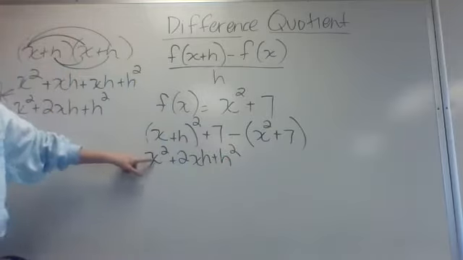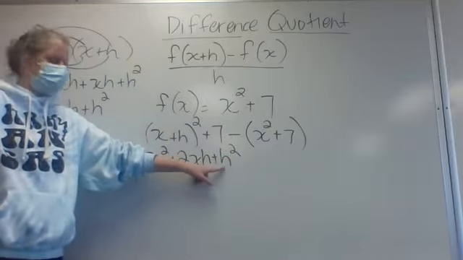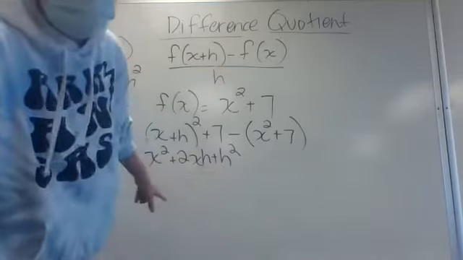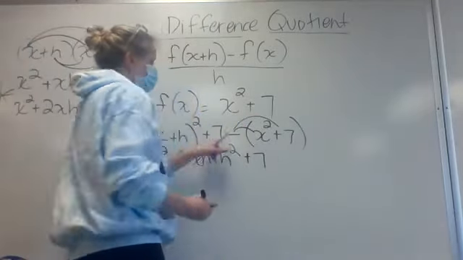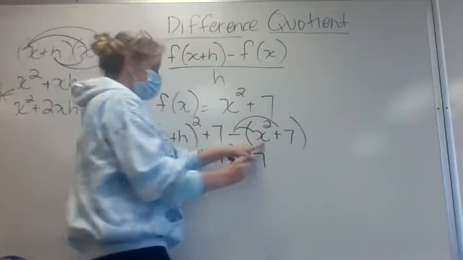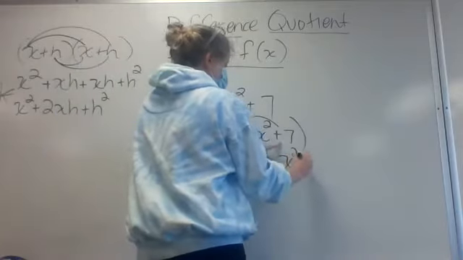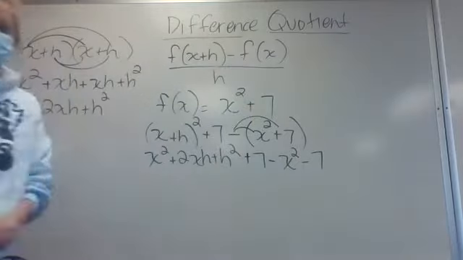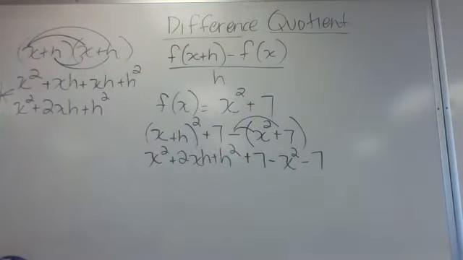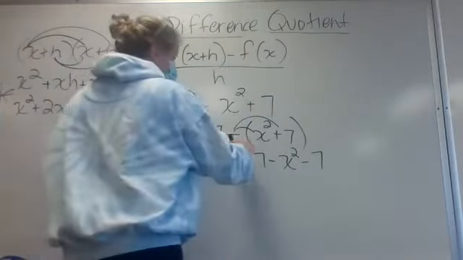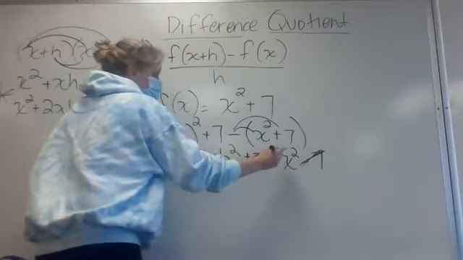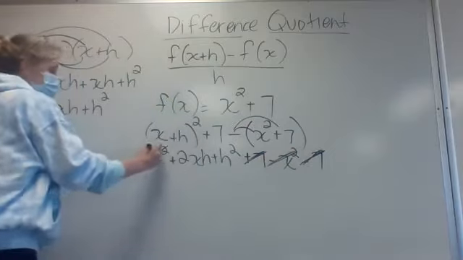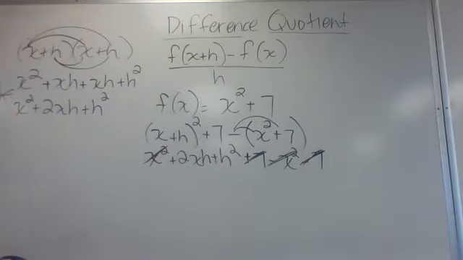So x squared plus 2xh plus h squared plus 7. Distribute this to change those signs. So that's going to be minus x squared and minus 7. And then clean it up. Right? Everything you distributed the minus to is going to cancel something. The minus 7 cancels the plus 7, and the minus x squared cancels the plus x squared.